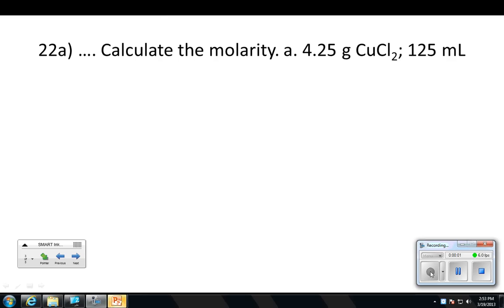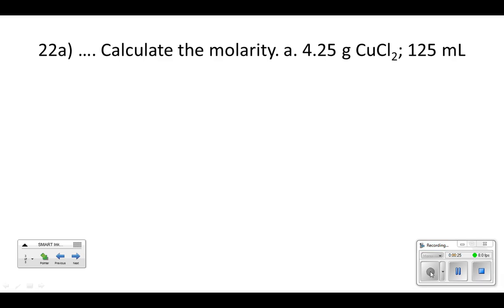Problem 22A on page 556 says, for each of the following solutions, the mass of the solute is given, followed by the total volume of the solution prepared. Calculate the molarity for part A. That's 4.25 grams of copper(II) chloride and 125 milliliters of solution.